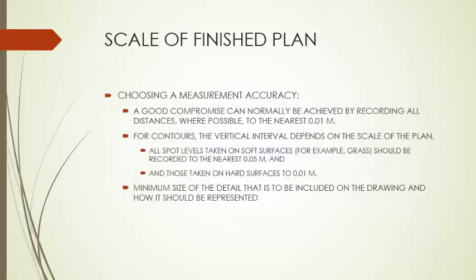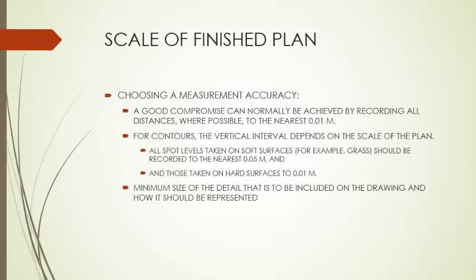Next, when choosing a measurement accuracy, a good compromise can normally be achieved by recording all distances where possible to the nearest 0.01 meter or 1 centimeter. This should enable the subsequent production of a larger scale plan of a particular area of interest to be achieved without loss of accuracy.